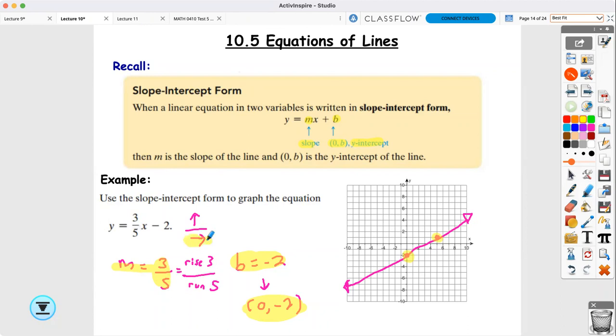And recall that we always run to the right no matter what. If it's a positive slope, we go up, we rise. If it's a negative slope, that's when we fall or go down. But we always run to the right. Now look at B. B is a number by itself, which is -2, and as an ordered pair is 0, -2. We plot the y-intercept first off of the y-axis, 0, -2, and then apply the slope, rise 3, run 5. Then you plot your 2 points, the second point's at 5, 1, and connect the 2, and you have the graph of the line.